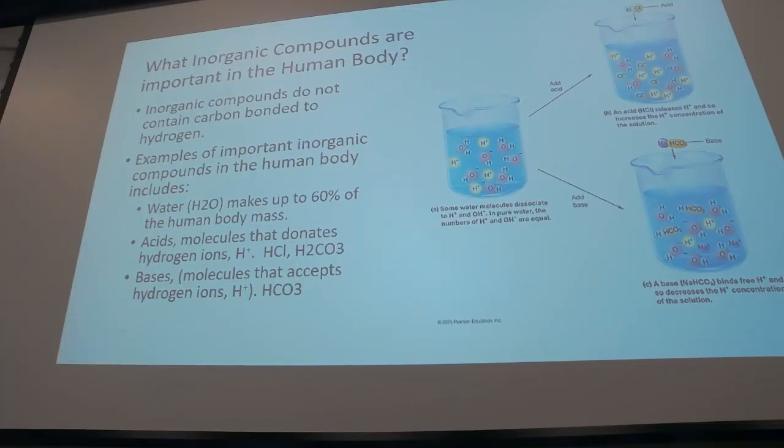An acid is a molecule that can donate hydrogen ions. And a base is a molecule that can accept hydrogen ions. So bicarbonate is a base. So this is a base. And these two, of course, are acids.